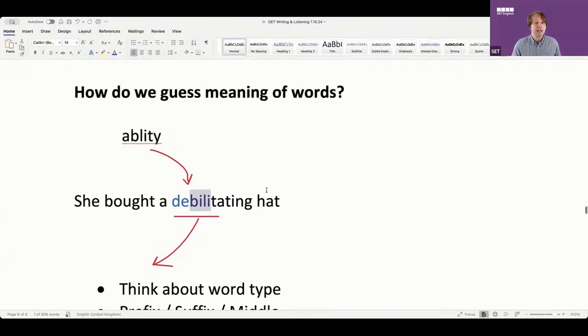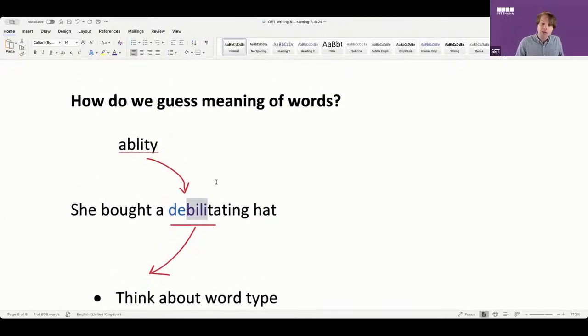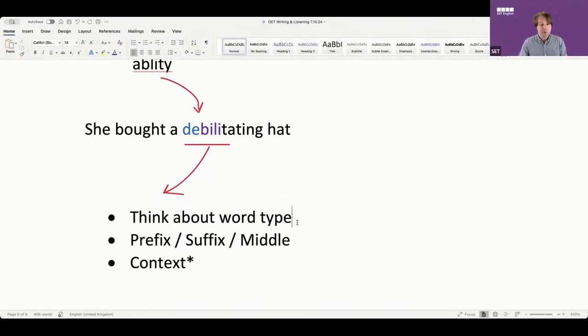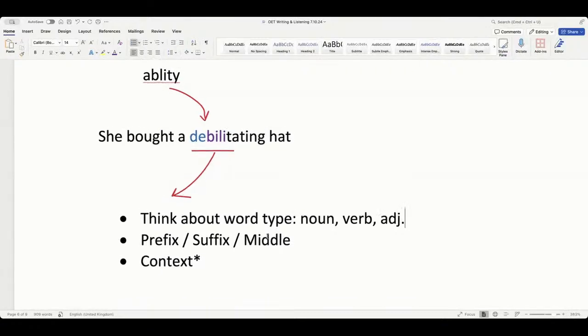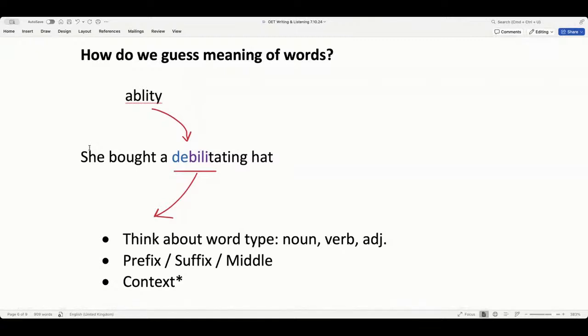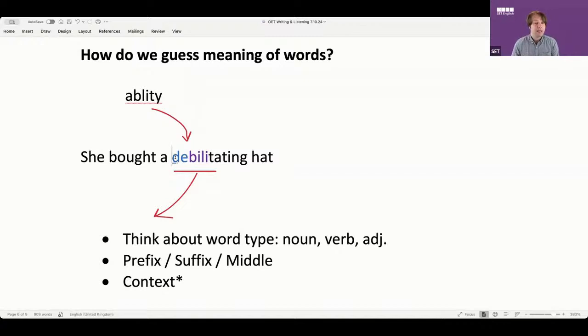How do you guess the meaning of words when you don't know what they mean? You can look in the beginning, middle, or end, of course. You can also think about the word type, noun, verb, adjective. Of course you can. Jasmine, yes, go on. Making the blank. Yes, and I'm going to talk about that in a minute. Making it blank and thinking, okay, what should it be? That's a very, very useful way to do it.